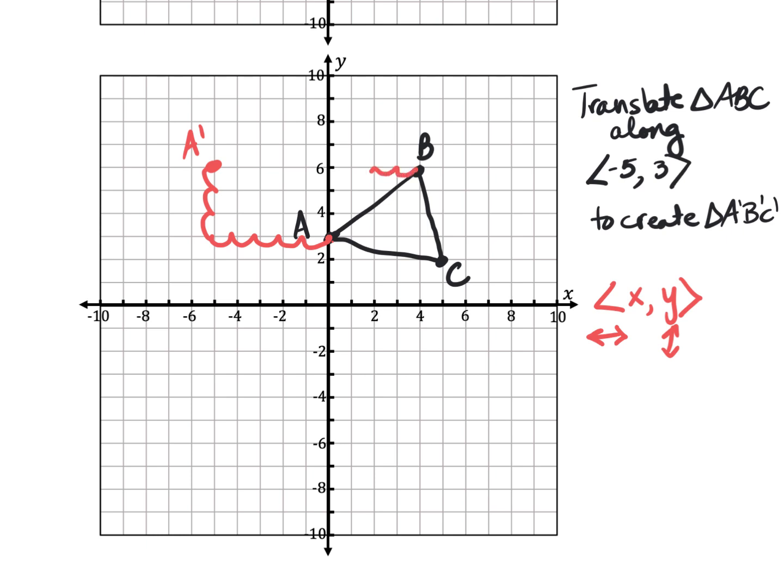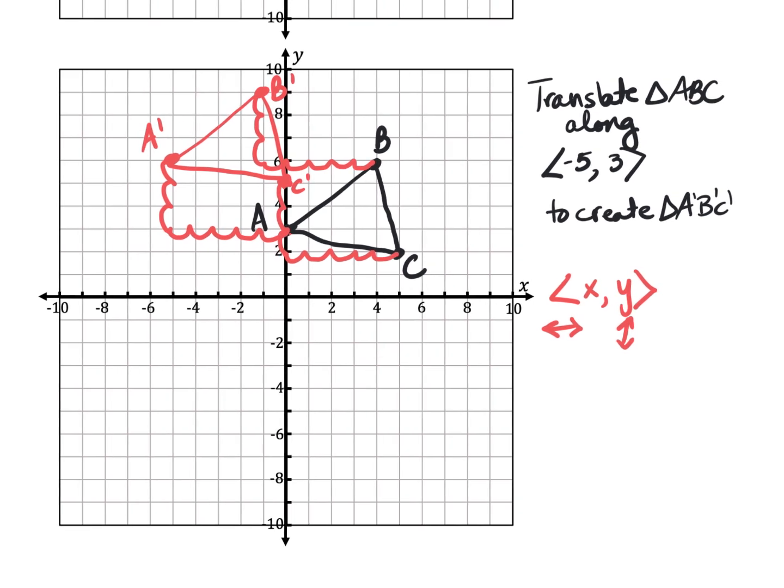B, 1, 2, 3, 4, 5, then 1, 2, 3. So this is B prime. And then C, 1, 2, 3, 4, 5, and then 1, 2, 3. So that's C prime. Those are my new coordinates for triangle A prime, B prime, C prime.